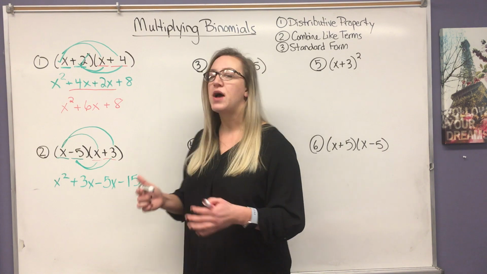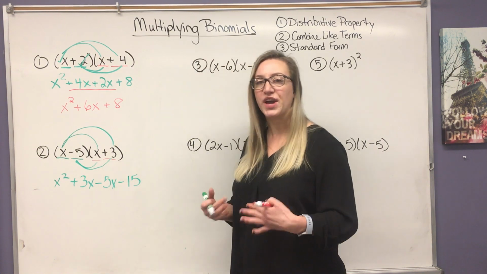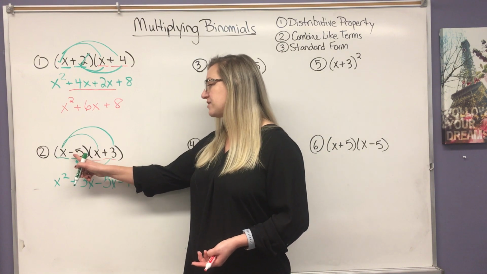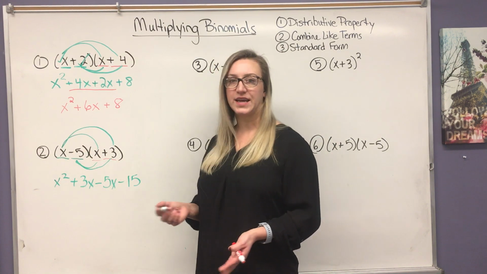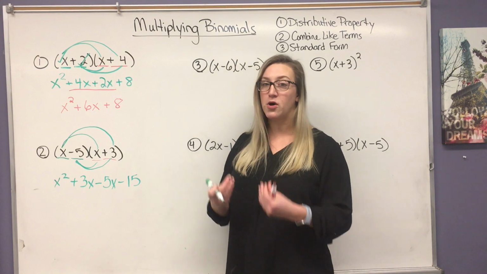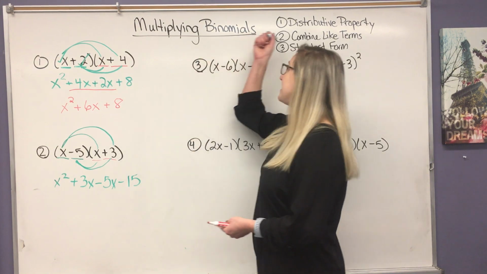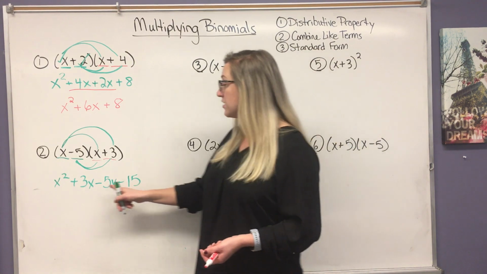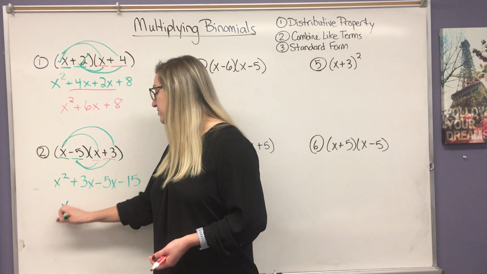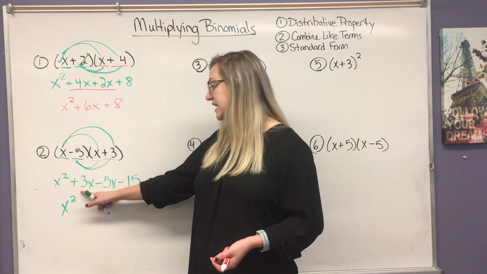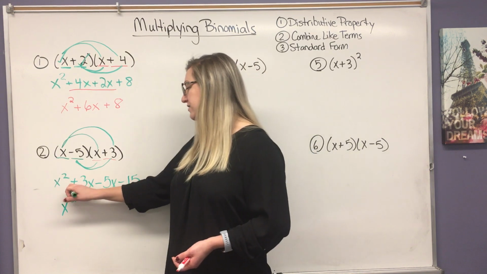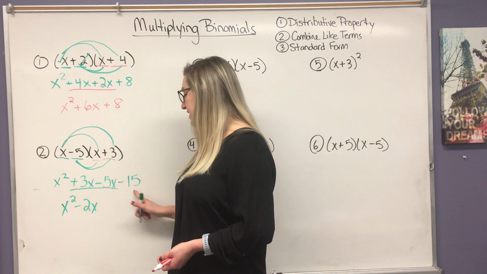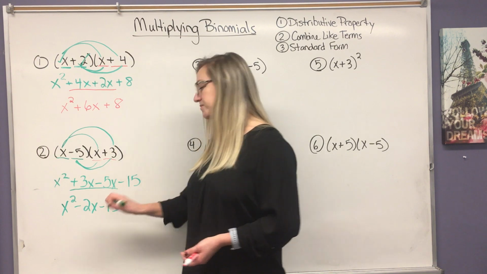Keep in mind that this stage is distributive property. You are multiplying. A lot of students are going to make the mistake and say, oh, negative 5 plus 3 is negative 2, but that's not the case. You need to multiply first. Your second step is to combine like terms, in which you will add or subtract. So here, x squared stands alone. Then we have 3x minus 5x. So 3x minus 5x is negative 2x, and I still have minus 15.